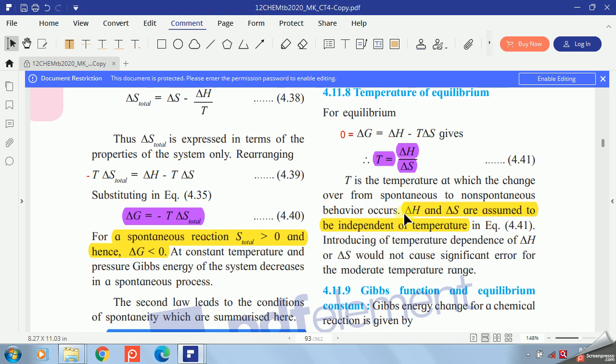So here we have to suppose that this change in enthalpy and change in entropy are independent of temperature. So it is the temperature at which the process changes from spontaneous to non-spontaneous.